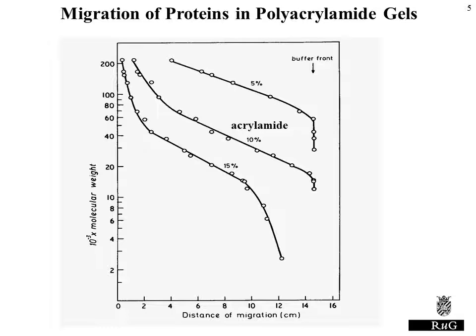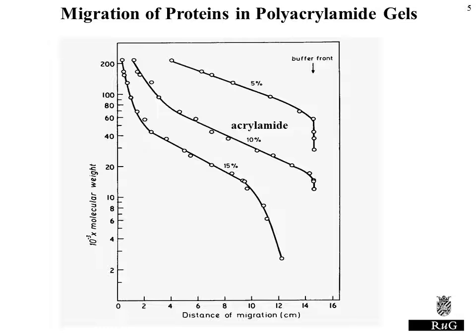Indeed, this is shown in this plot. Look at the x-axis. Here you see the migration distance of different proteins from 0 to 16 centimeters. This is essentially the length of the gel. On the y-axis you see a logarithmic scale of the molecular weight of the proteins times 1000.